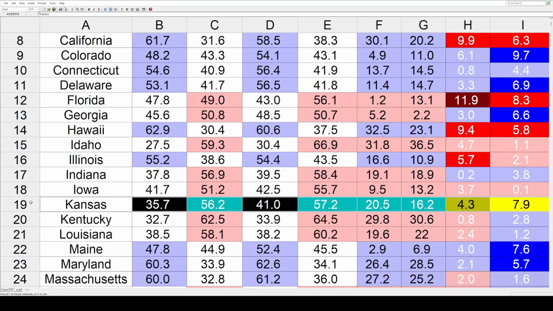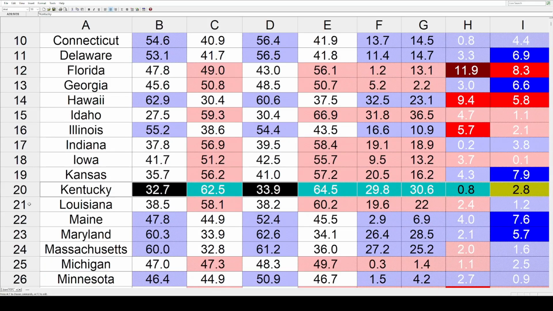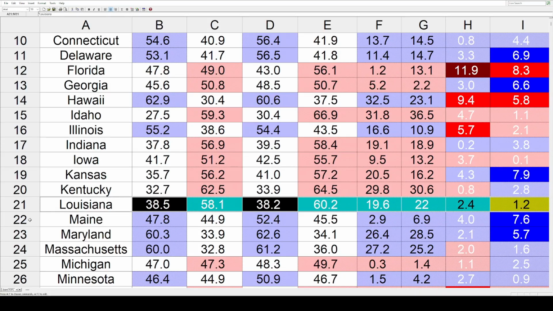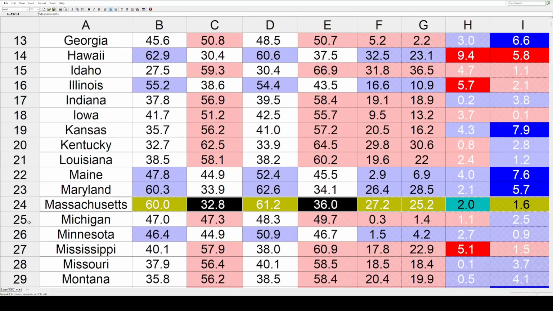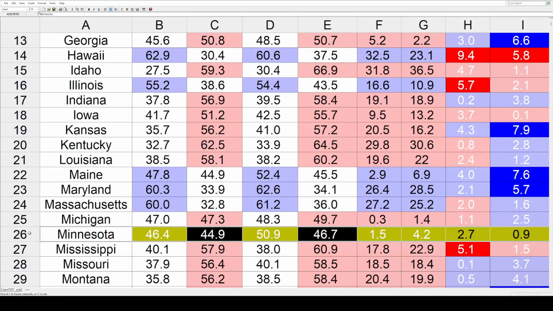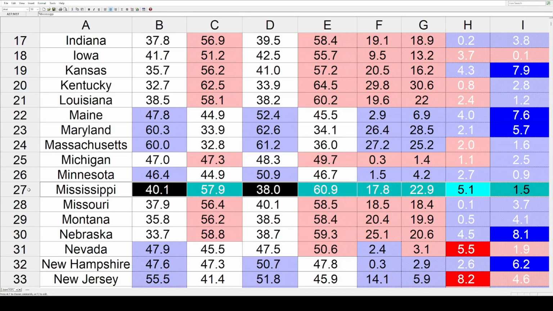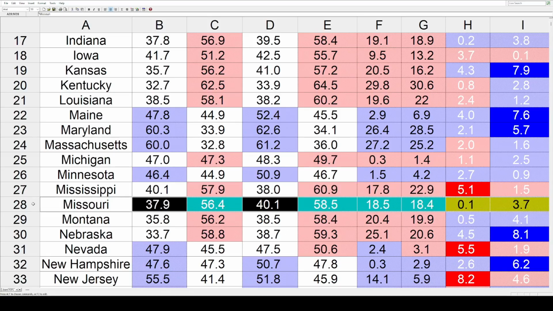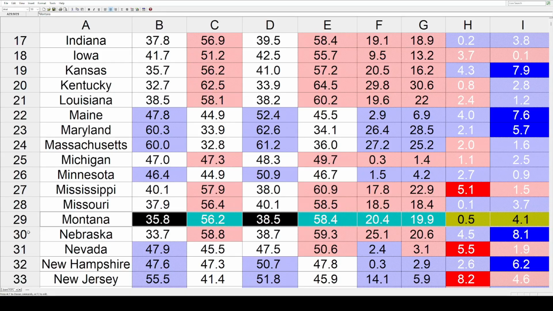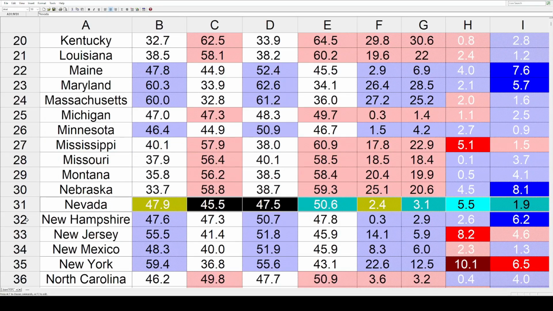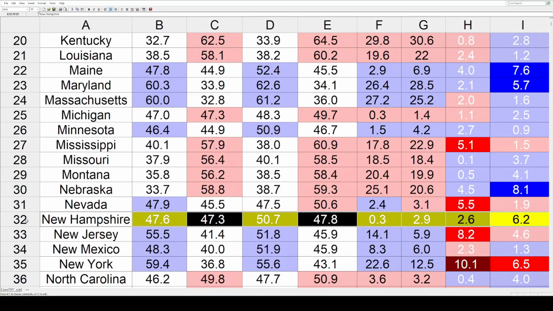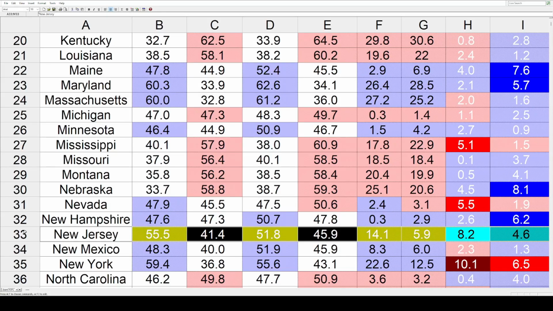Now we've got some blue trends. We've got Kansas at 7.9, Kentucky 2.8, Louisiana 1.2, Maine 7.6, Maryland 5.6, Massachusetts 1.6, Michigan 2.5, and Minnesota 0.9. Mississippi had a bigger red shift than the national one, so it trended 1.5 toward the Republicans. Missouri trended a little bit back toward the Dems by 3.7. Montana was similar at 4.1, but Nebraska was even bluer than that at 8.1. Nevada back toward the right by 1.9. New Hampshire a big blue trend of 6.2. New Jersey, though, had a big red trend of 4.6.